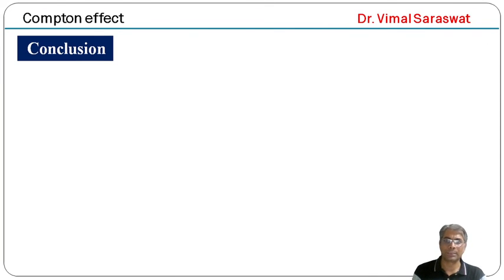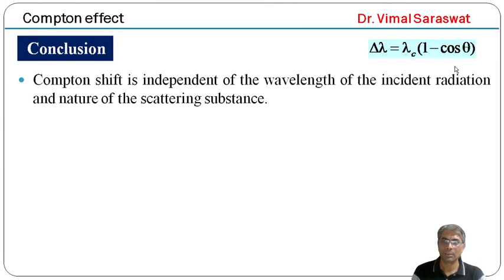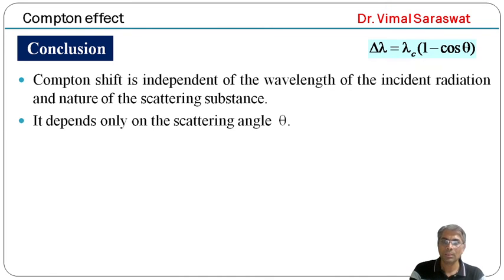Now conclusion. Since delta lambda equal to lambda c into 1 minus cos theta, so Compton shift is independent of the wavelength of the incident radiation and nature of the scattering substance. Also, it depends only on the scattering angle theta.